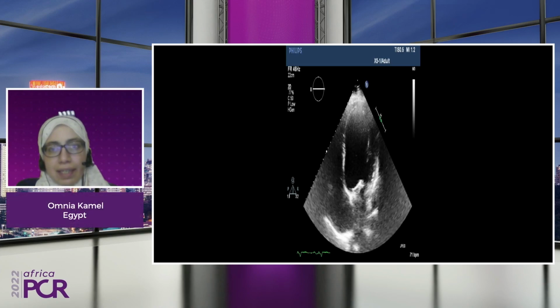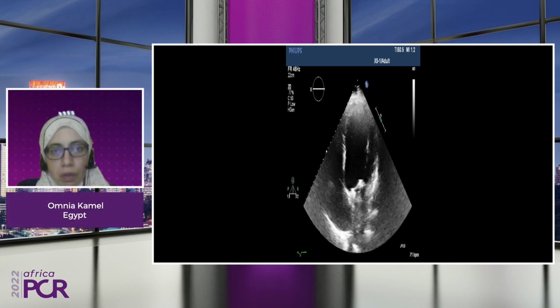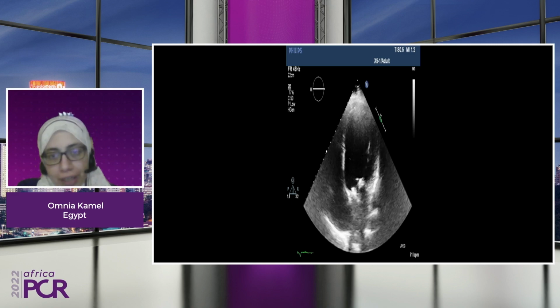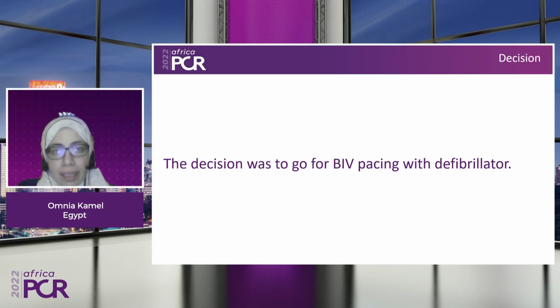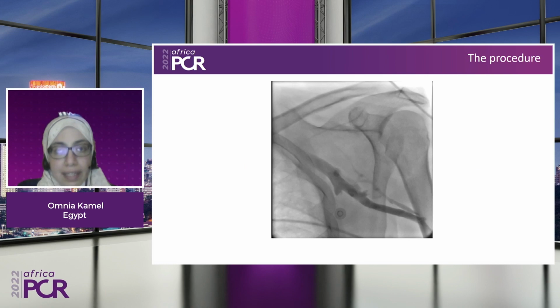Okay, as we can see here, this is a transthoracic echo which was performed at our clinic, showing severely impaired function with well-functioning aortic and mitral valve prostheses. And then the surgeon at this time decided to go for IV pacing with a defibrillator, as the patient had resting left bundle branch block with first degree heart block and severely impaired function, and he is relatively young, so that's why we decided to go for CRTD.